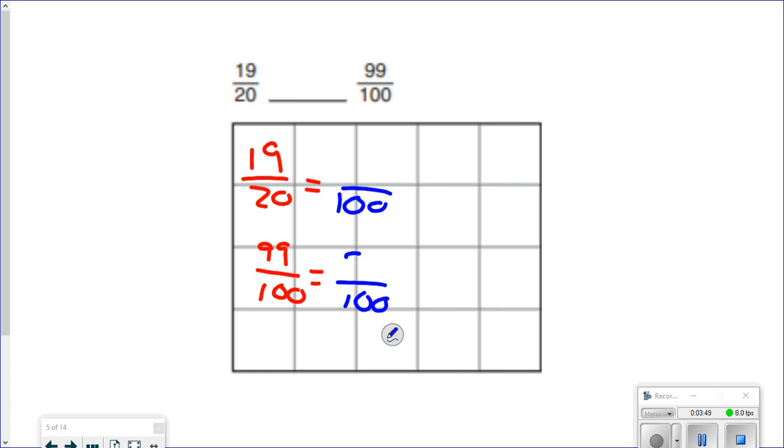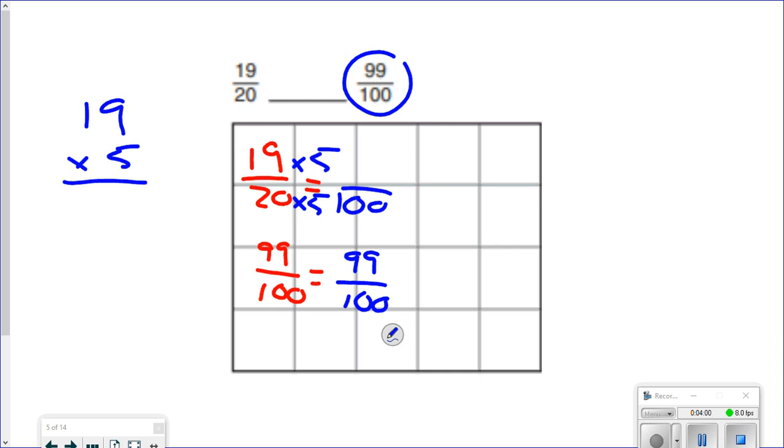This automatically stays at 99/100. I'm not going to mess with that. But 20 times 5 is 100. So what is 19 times 5? Let's work that off here to the side, just in case you don't know your 19 facts, which I don't. 9 times 5 is 45. 5 times 1 is 5, plus 4 is 95. So this fraction of 19/20 equals 95/100. So what's bigger, 99 or 95? 99 is larger. Let's keep cruising along here.